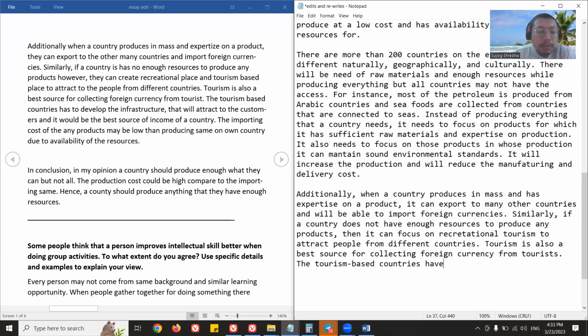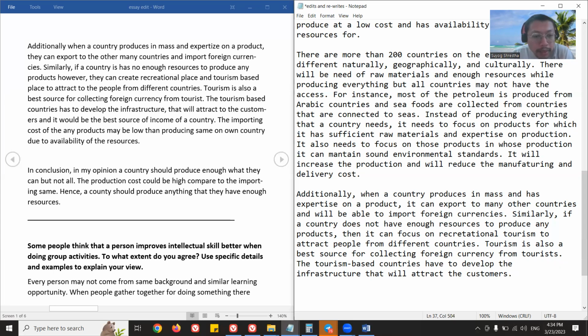Again, what is the problem here? Yeah, plural nouns, so after a plural noun we need to use the present tense, right? The tourism-based countries have to develop the infrastructure that will attract the customers, right? Okay, now he's repeating a lot of things, so I'm not going to say the same thing again and again. Okay, now that's gone.